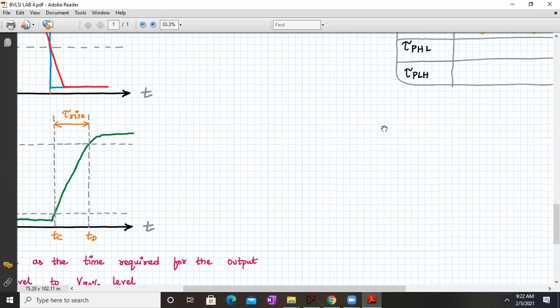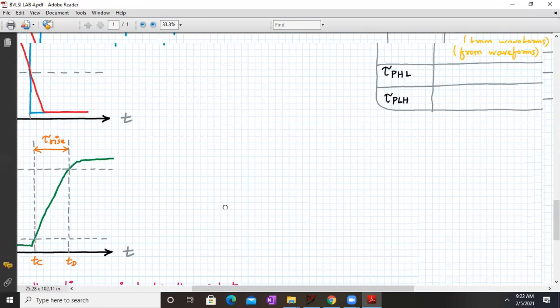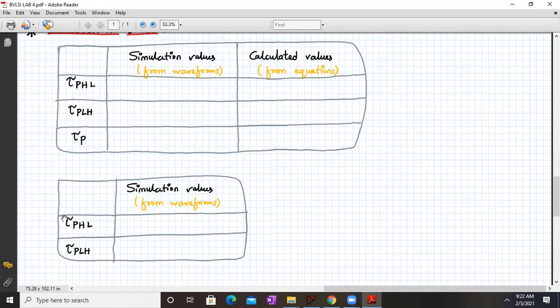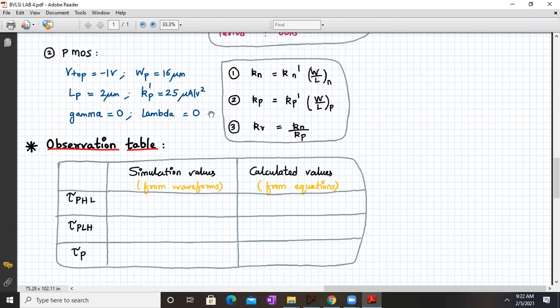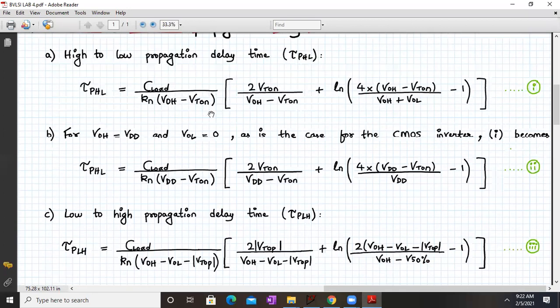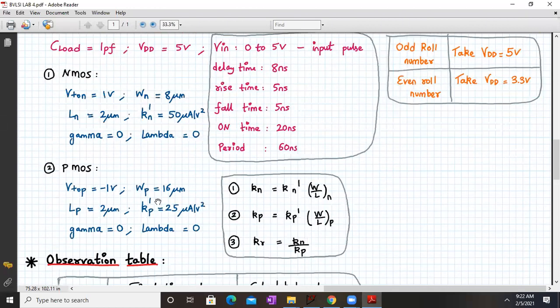Once you calculate it, you have to put it here. I think here also I made a mistake. This will be tau rise and tau fall. Okay, this will be tau rise and tau fall. You note it down with the simulated values from the waveform. There is no calculation required for the rise time and fall time. And now coming back to the parameters of the circuit.